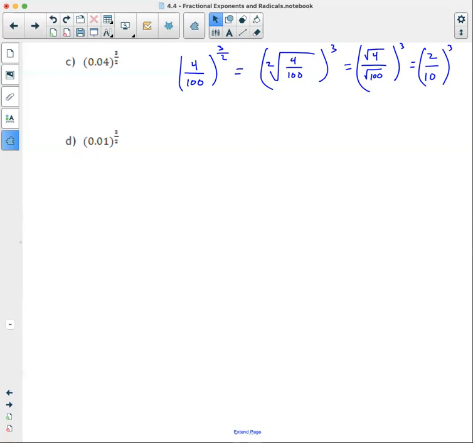Okay. So then we have to multiply 2 over 10 by itself 3 times. Before we do that, let's reduce that fraction to make our lives a little bit easier. So that is going to equal 1 over 5. 2 divided by 2 is 1. 10 divided by 2 is 5. One times 1 is 1. 5 times 5 is 25. Times 5 is 125.